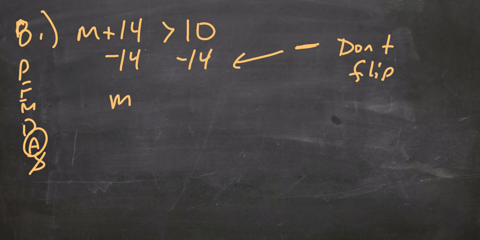I don't care that a negative 4 showed up. I only flip if I'm dividing or multiplying by a negative. So subtraction, I don't do that. All right. Last thing I'm going to do is put in my number line.